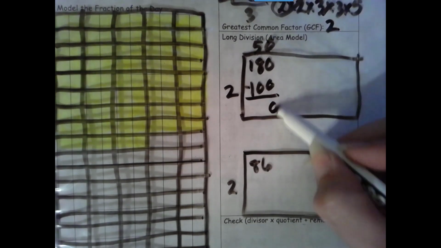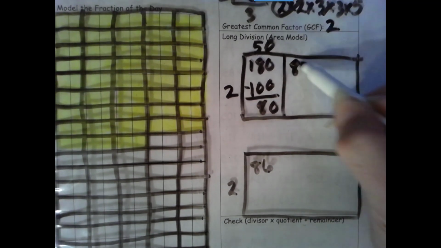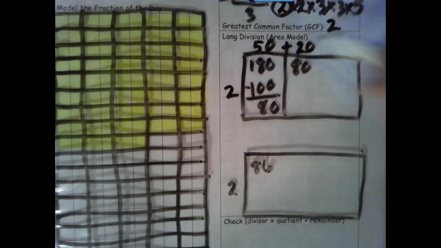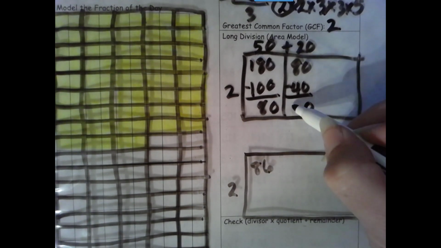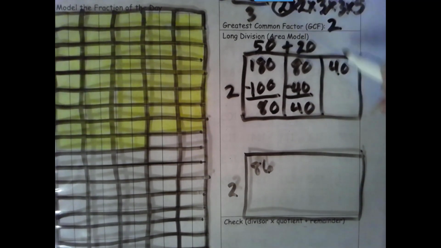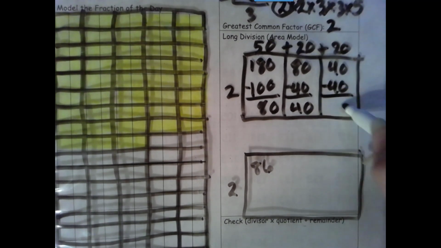Numbers the same, zeros the game, more on top, no need to stop. Okay, let's see. 20 times 2 is 40. Numbers the same, zero's the game, more on top, no need to stop. And 20 times 2 is 40. Numbers the same, zero's the game.